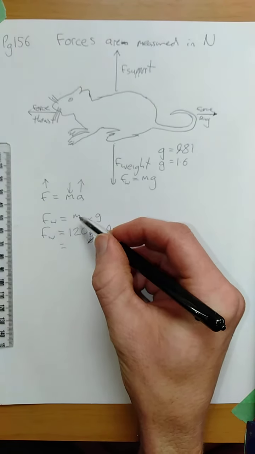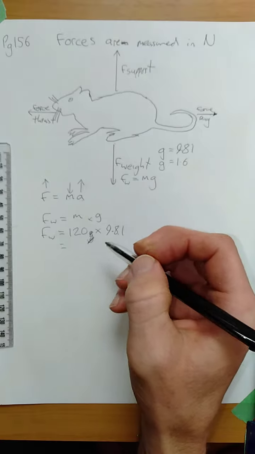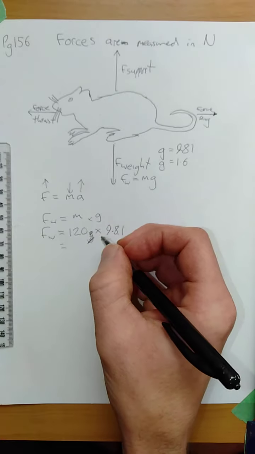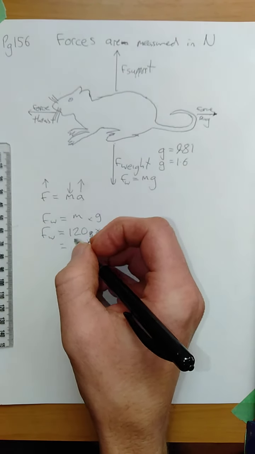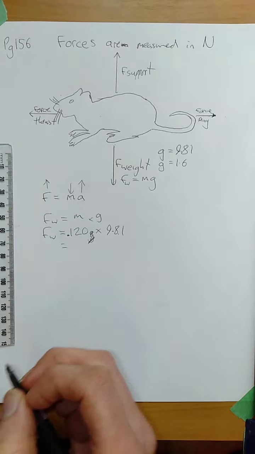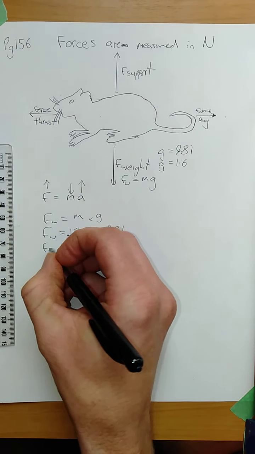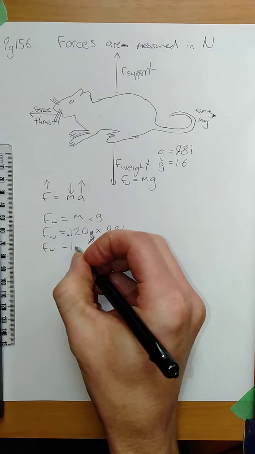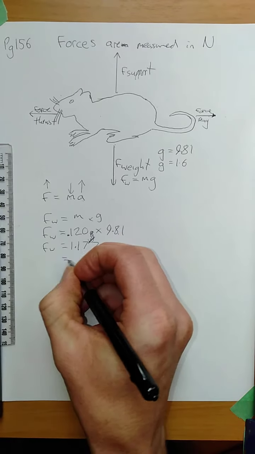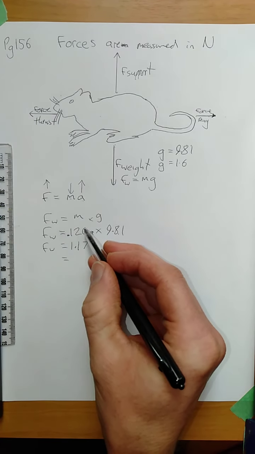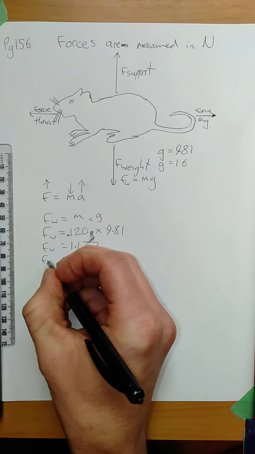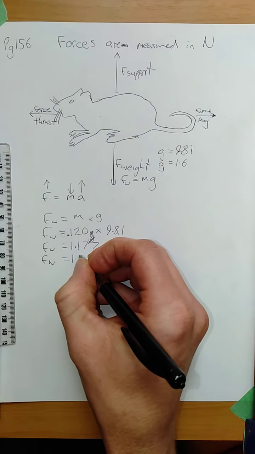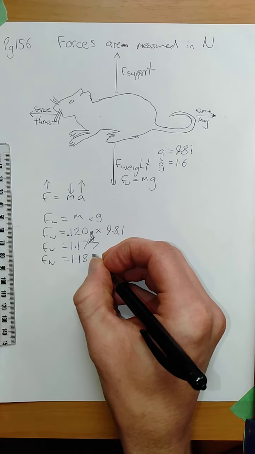Now, our problem here is that I've put the mass in as 120 grams. For all of these formulas, they've got to work in kilograms. So we've got to change 120 grams into kgs. To do that, we just divide it by 1,000 and put our decimal place there. So we're going to work out force weight is equal to 1.2 times 9.81, which gives us 1.177. And you can see that we've got 3 significant figures there. We've got 3 there. So therefore, our overall answer for the weight of this particular rat is 1.18 newtons.